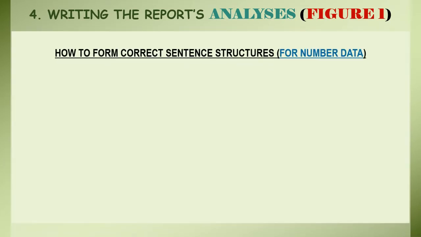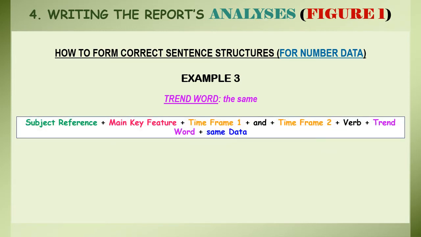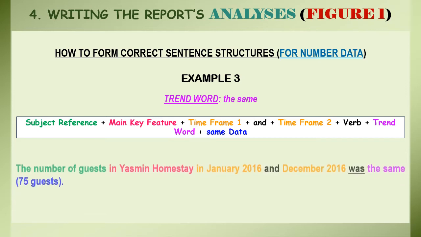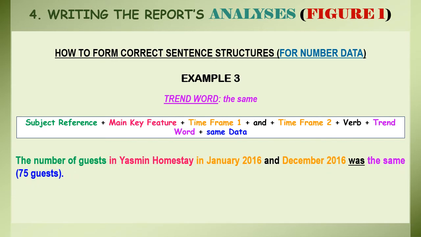Next is example number 3. Here, we are going to form an analysis using the trend word the same. We are going to start the sentence with the subject reference, followed by the main key feature, time frame 1 and time frame 2, the verb, the trend word, and the data, which is the same data that is found in time frame 1 and time frame 2. The number of guests in Yasmin Homestay in January 2016 and December 2016 was the same, 75 guests.